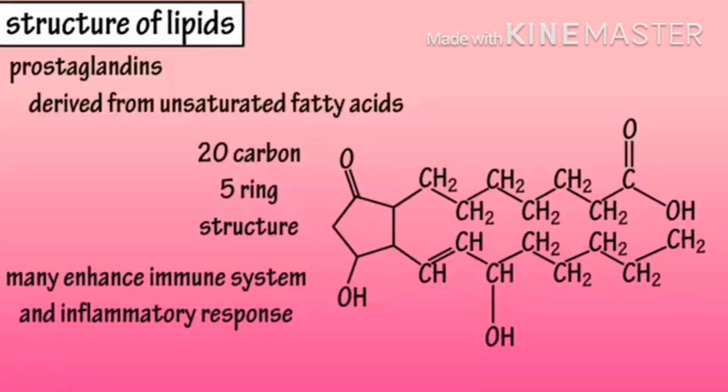Prostaglandins are derived from unsaturated fatty acids, composed of 20 carbons with a 5-ring structure, and may enhance the immune system and inflammatory response.